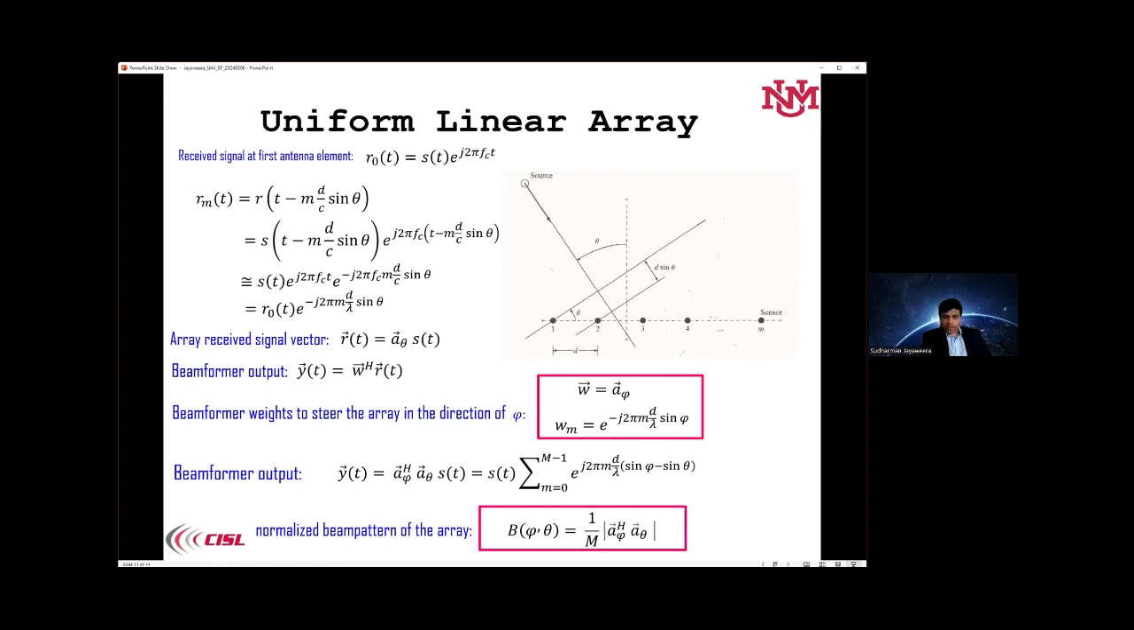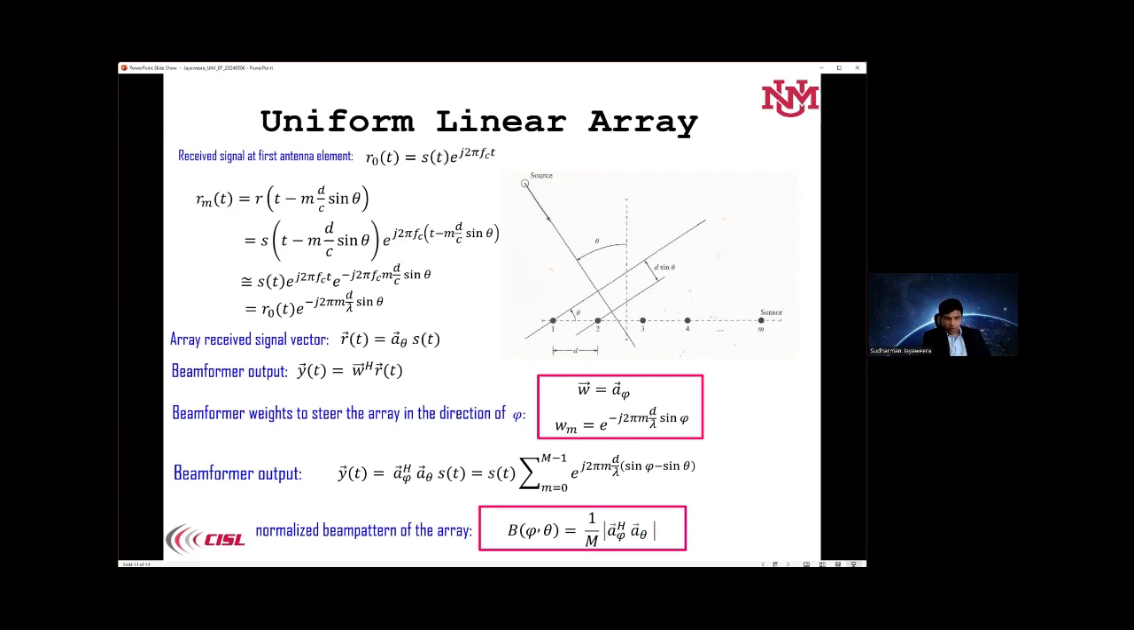So if you want to point the antenna array in a certain direction, that is, to receive the signals from a certain direction phi, then you can pick w, the beamforming vector, to be the same form as the additional phase values introduced by the wavefront extra traveling distance, but instead of the angle theta, now you have sine phi.